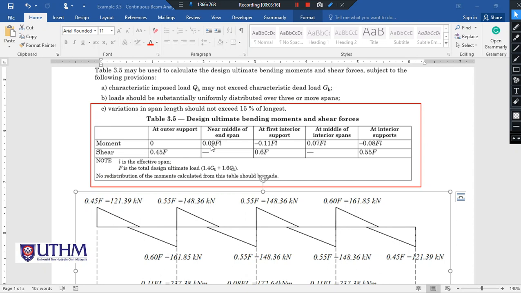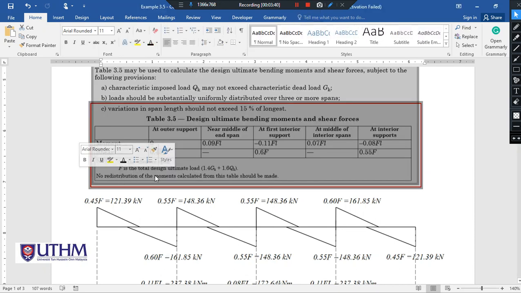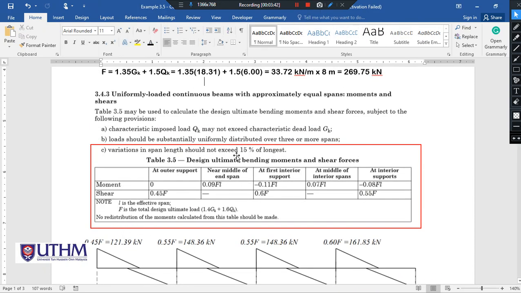The F here is the total design ultimate load, which is for Eurocode, the total design ultimate load is 1.35 GK plus 1.5 QK. Meanwhile, L here is the effective span. And please take note that using this table, no redistribution of the moment calculated from this table should be made.